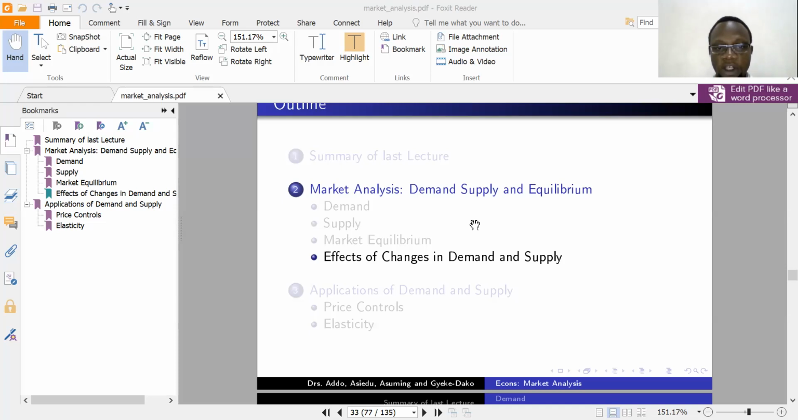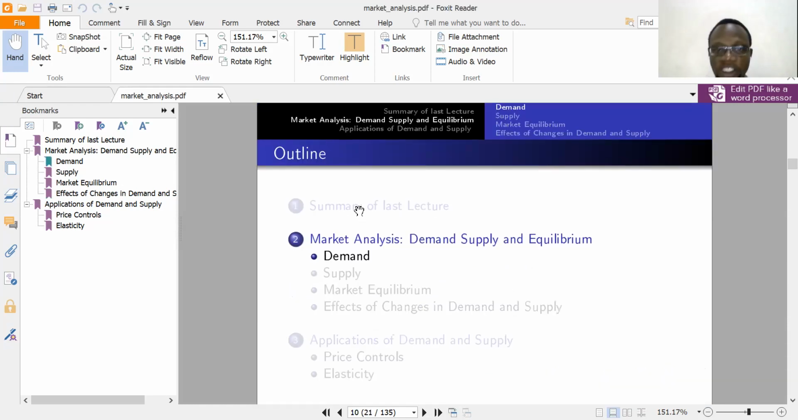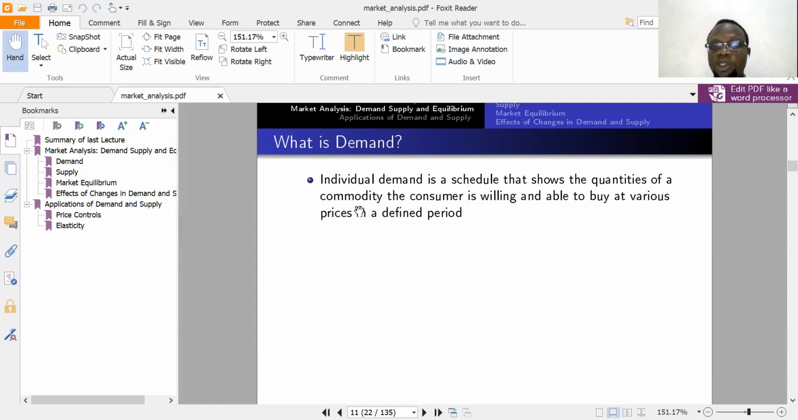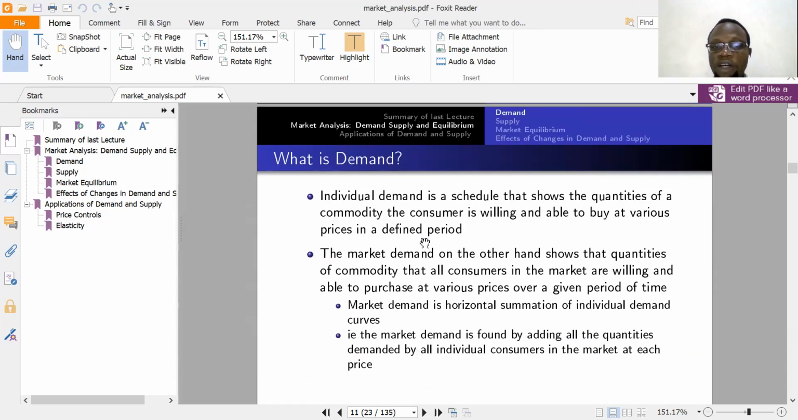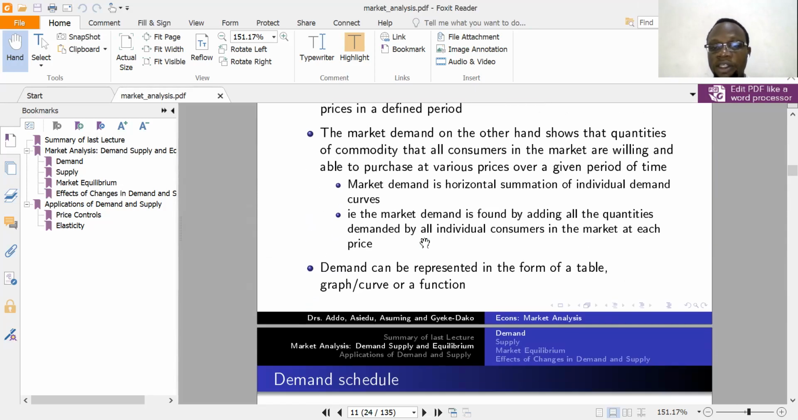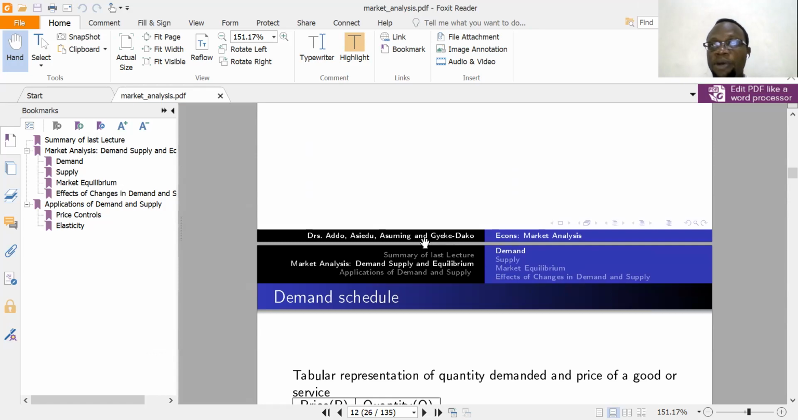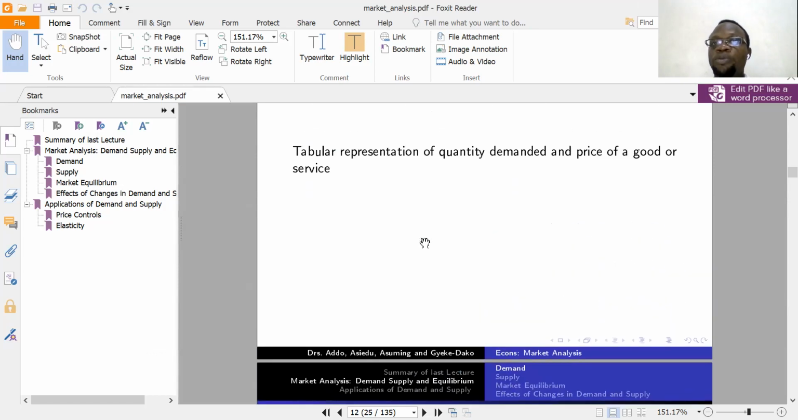Okay. So the previous sections, in the last class, we looked at demand, demand for goods and services. And then we looked at supply. So just to recap some of the things we talked about: individual demand, market demand, and then some basic concepts about how to represent demand.